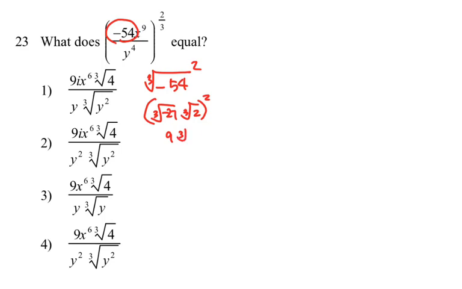Now the cube root of 2 squared becomes the cube root of 4. So that eliminates choices 1 and 2, because both of them have i's, when in fact I don't have any.